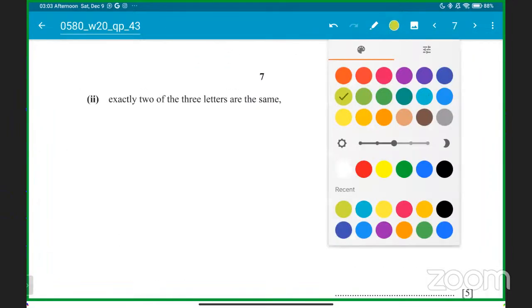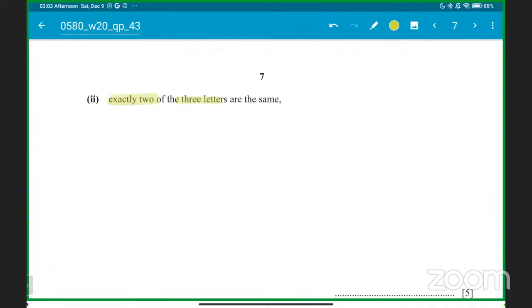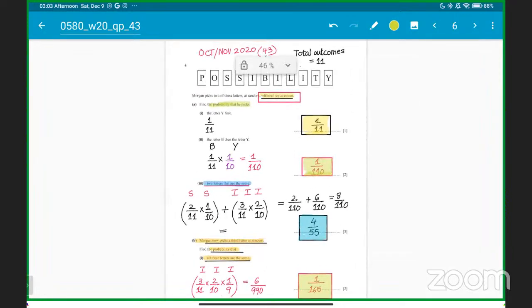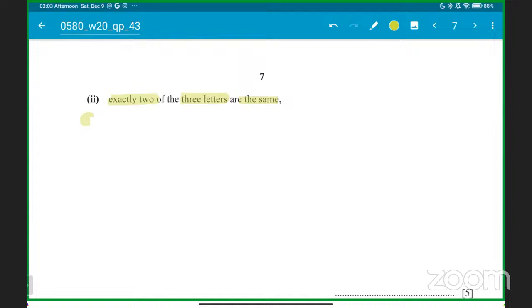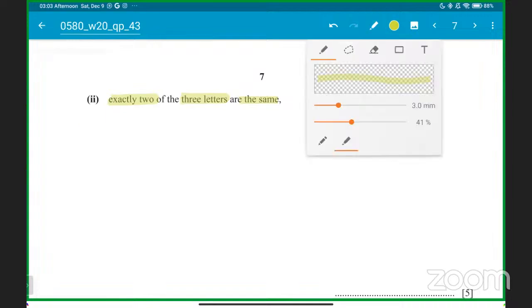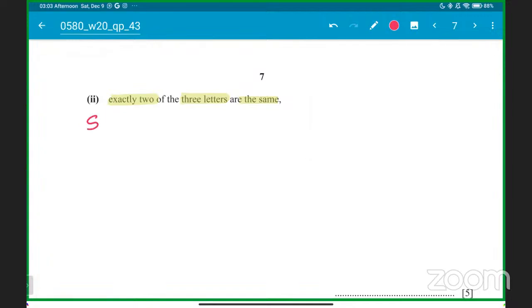So let's work it out. What they're asking is exactly 2 of the 3 letters are the same. So out of the 3 letters, 2 letters must be the same. So we can say that S and S need to be the same, right? So the first option should be S and S and one more. Only exactly 2 of them should be the same. Getting it? Exactly 2 should be the same.